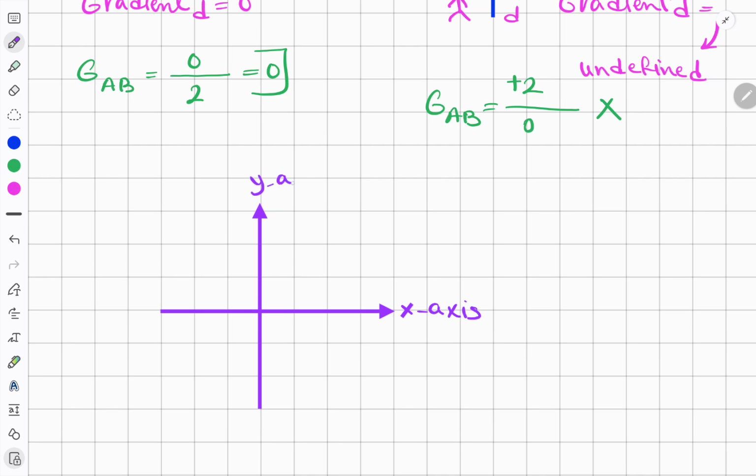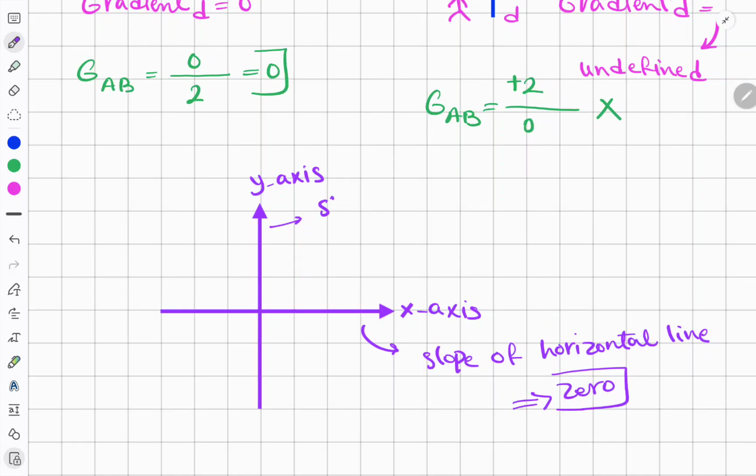So in the xy plane, x-axis and y-axis, the slope of any x-axis or horizontal line is 0, and the slope of any vertical line or y-axis is undefined, which is really important.